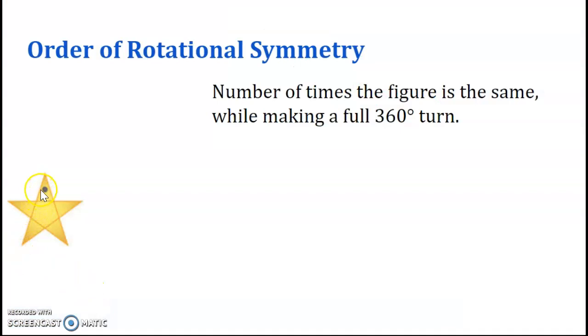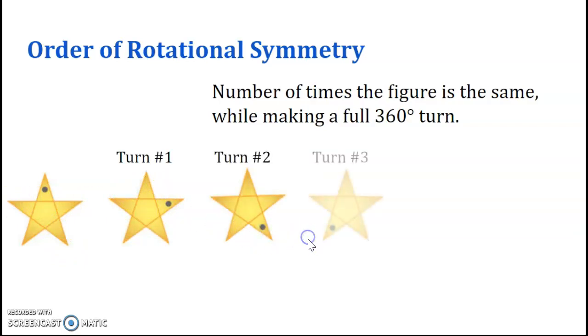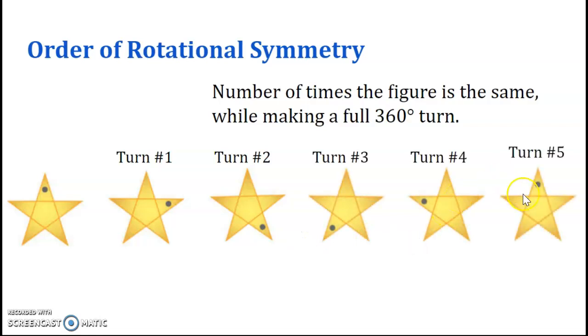So considering this shape, I've marked the top with the blue dot to make sure that we know when we've reached the full revolution or full turn. Okay, so the order of rotational symmetry is the number of times the figure is the same while making the full 360 turn. So I can turn it once and it matches exactly, and 2, 3, 4, and 5 times we're back to where we started. So within 1 full turn, it matches 5 times. So we say that the order of rotation is 5. It has rotational symmetry, but on top of that, the order of rotation is 5.